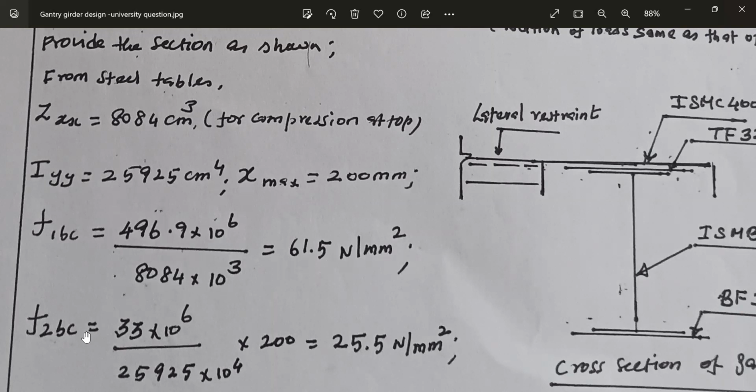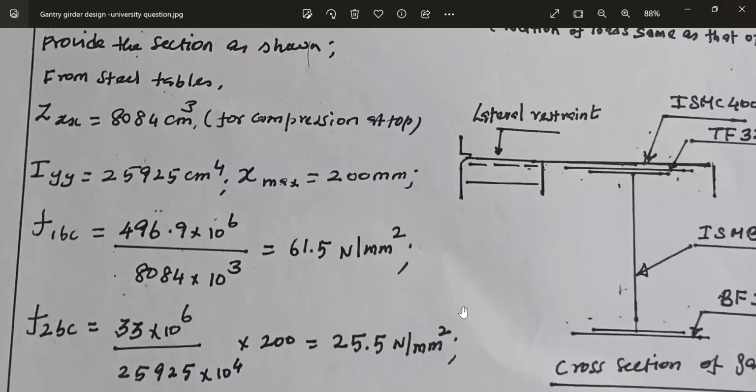Then what about the bending moment due to lateral bending moment? M by IYY into X. Bending due to lateral bending is occurring at this point. IYY is given in the steel tables. X max is 200 mm. ISMC 400 is provided. If you measure the distance from the y-axis, the extreme point is located at a distance of 400 by 2, 200 mm. X max, M by IYY into X max. This gives the stress due to lateral bending moment.